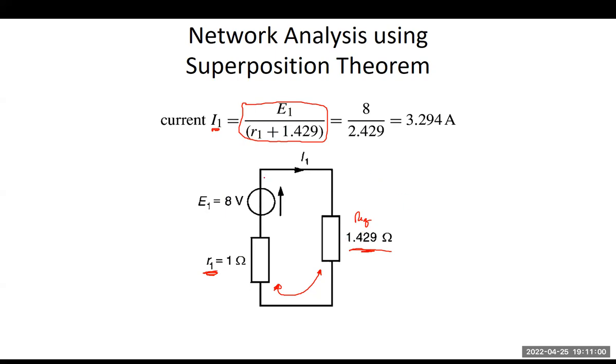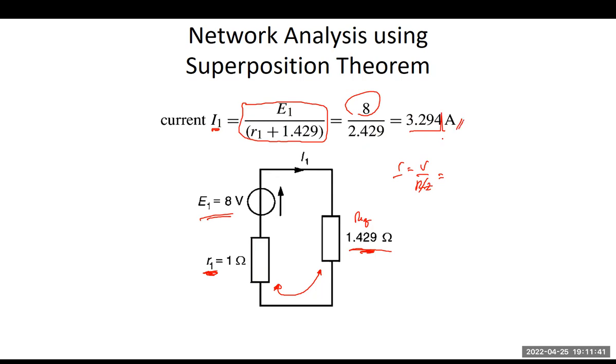So that would now be equal to the voltage. By Ohm's law, current is equal to the voltage divided by the resistance or the impedance. So that will now be equal to the 8 volts coming from this, and we have the total resistance in series, which is equal to R1 plus R equivalent, which is 1 plus 1.429, and that is 2.429. And then current I1 now would be equal to 3.294 amperes.